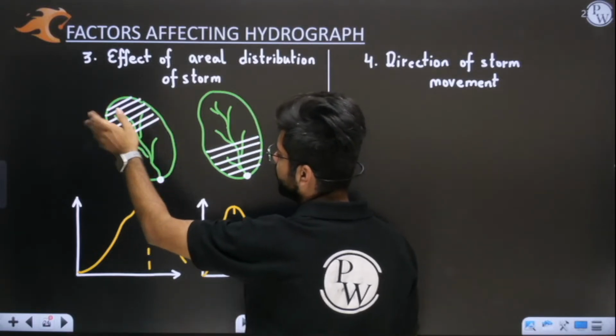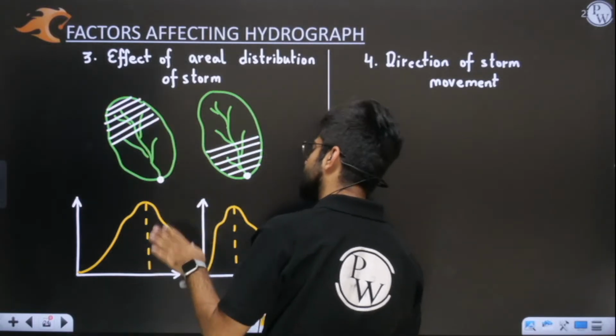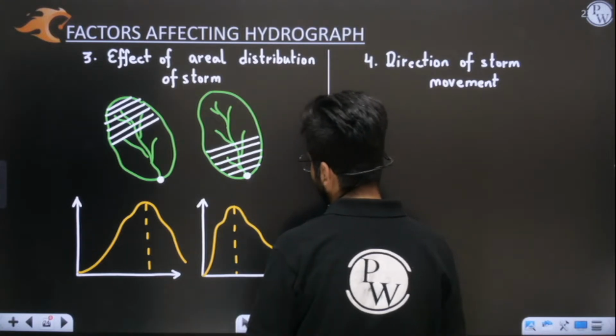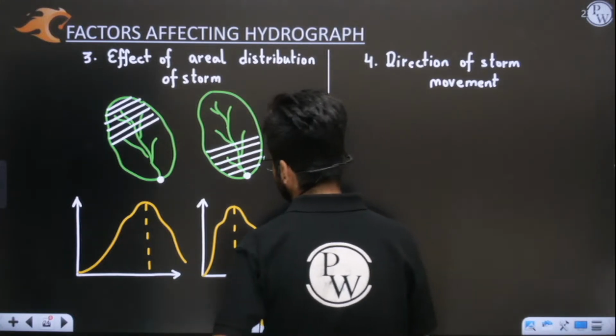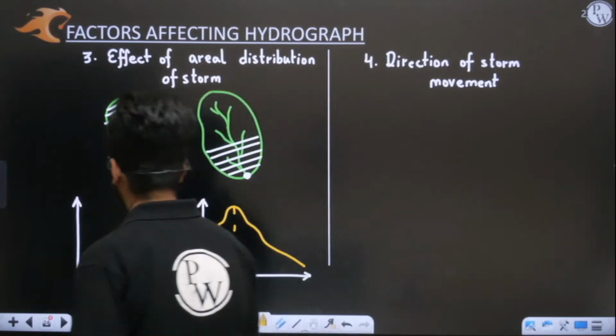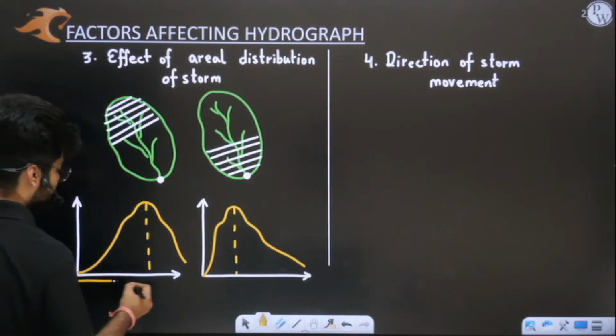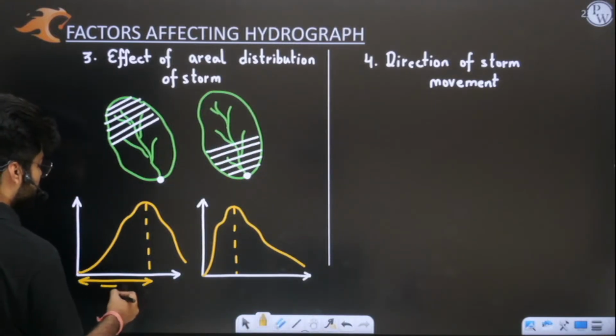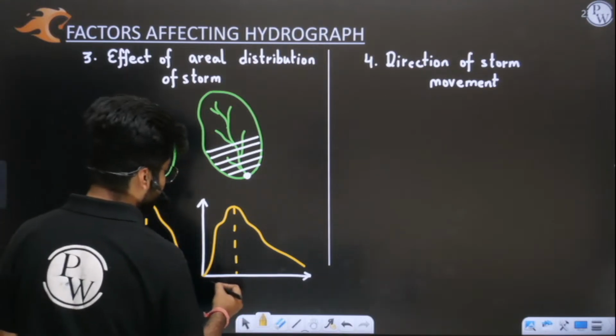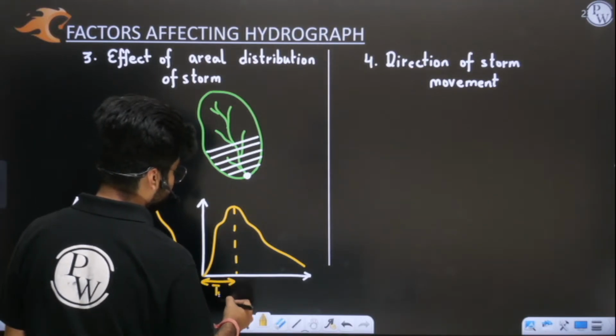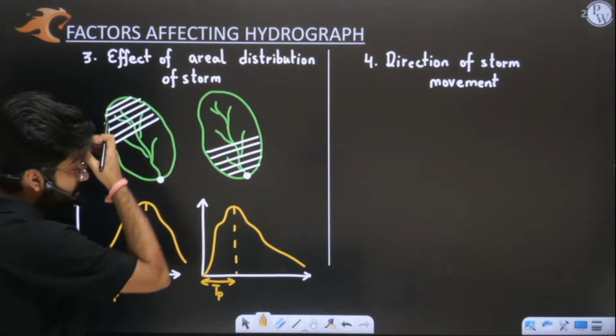If the area which is farther from the outlet has received the rainfall, then obviously, sir, it will take time. Yes or no? So I can say, sir, here time to peak is more, and here time to peak is less. Now the last factor. Now we'll discuss the last factor.